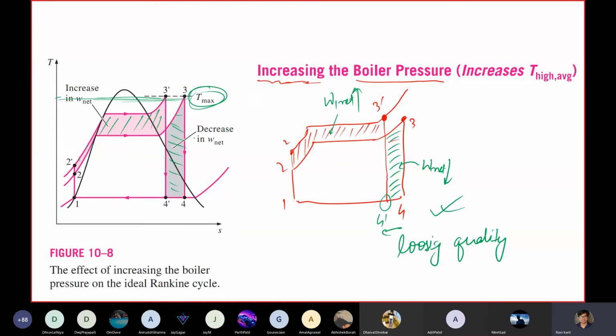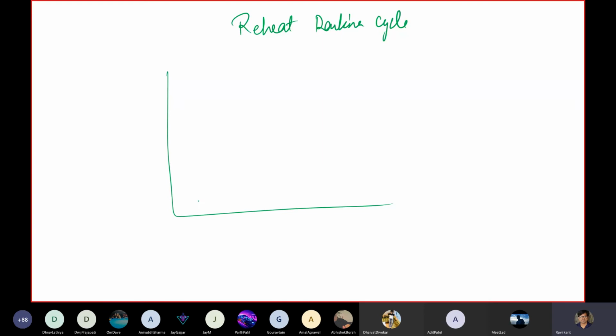So in order to handle that, we can think of something like this. There comes something called the ideal reheat Rankine cycle. So in reheating, what they do is, they go somewhere here, 3.